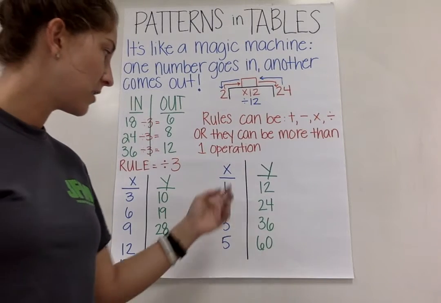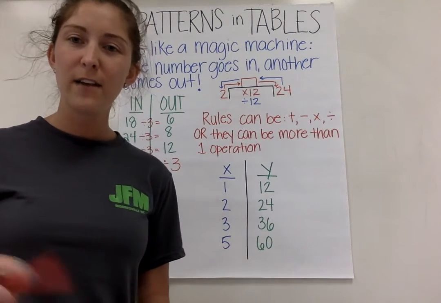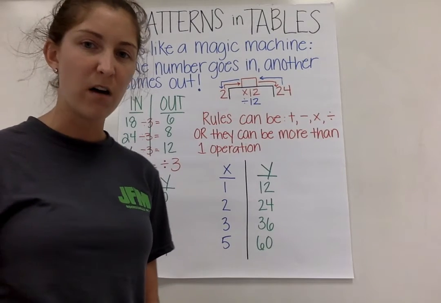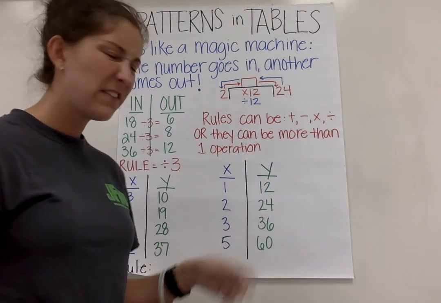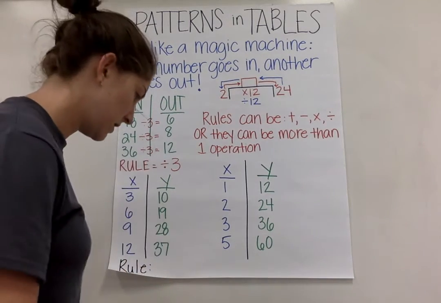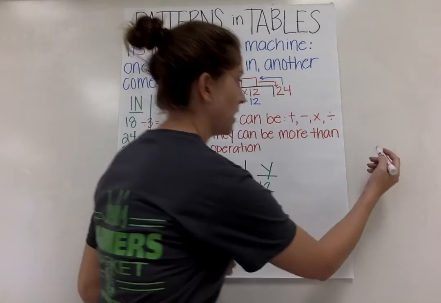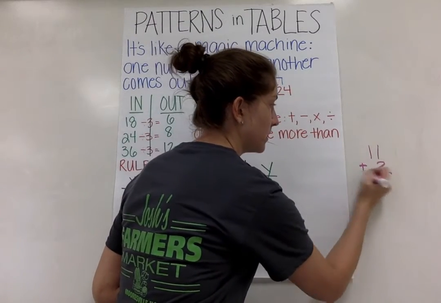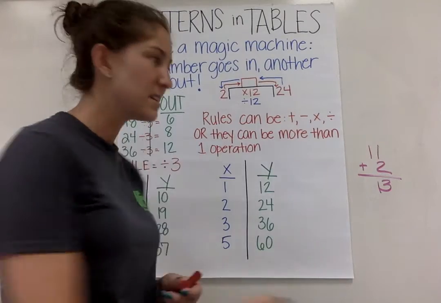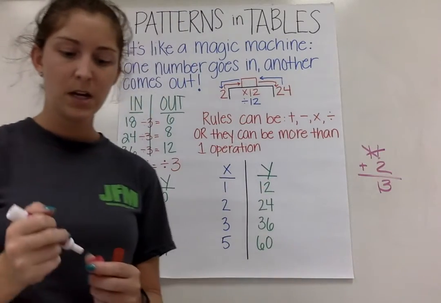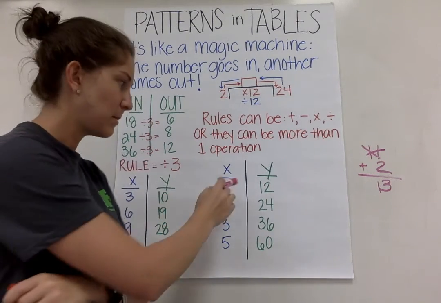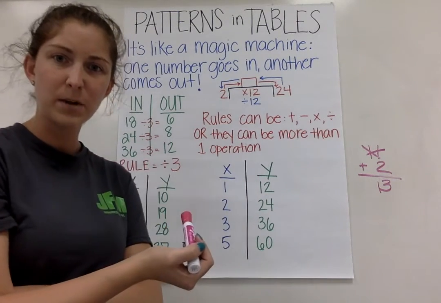I can look at them and I know 1 to 12. Well, I know that if I add 11 to 1, that would give me 12. For 2, if I add 11 to 2, does that give me 24? Well, let's see. Hold on. I have to do the math over here. 11 plus 2 gives me 13. So plus 11 isn't the rule. Let's see. I can't subtract because I'm getting bigger. I couldn't divide because I'm getting bigger.